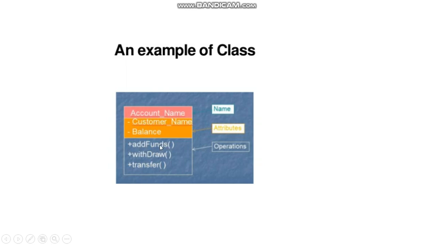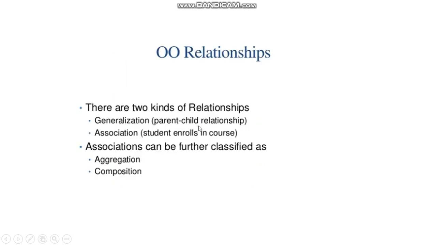Add funds, that is deposit. By depositing we can add funds into our balance, withdraw, and we can perform the other transaction as a transfer. Amount can be transferred from one account to another account. These are the operations we can list here in the third part. So this is a symbol for representing the class.